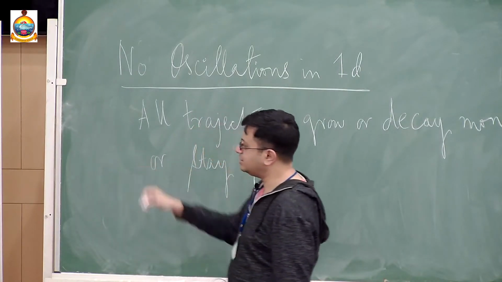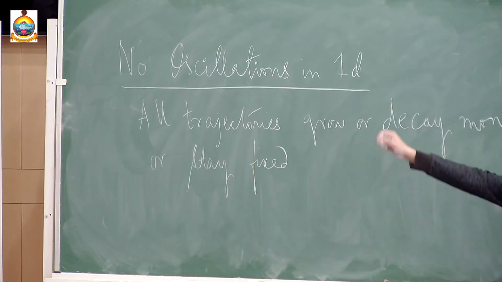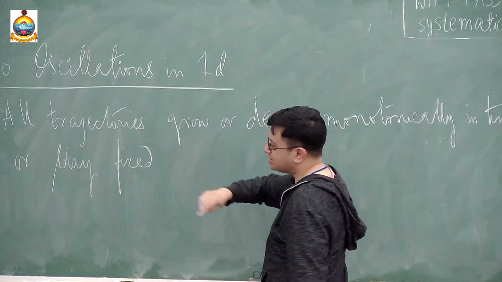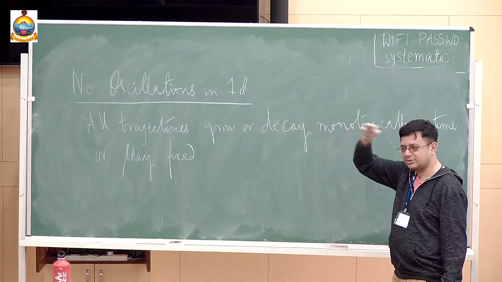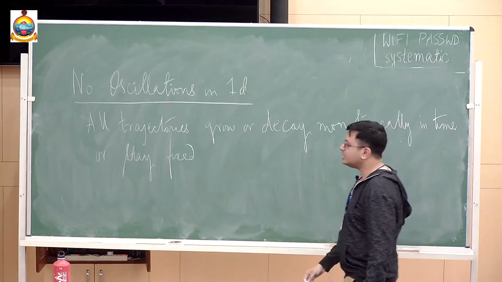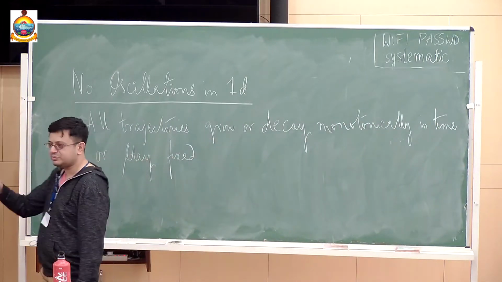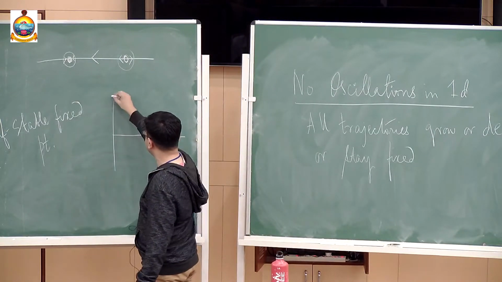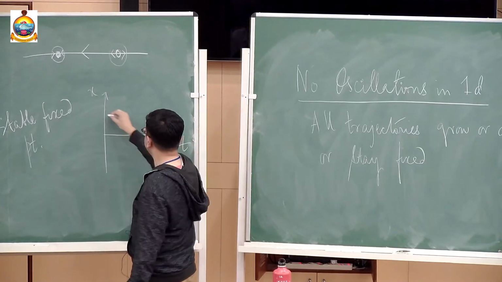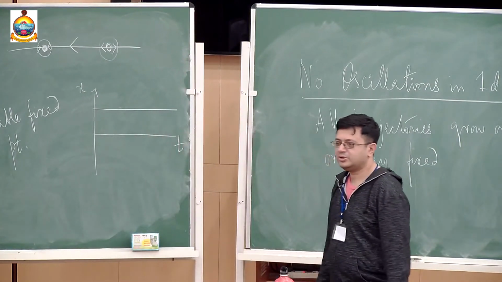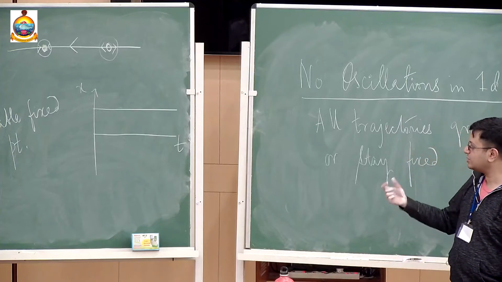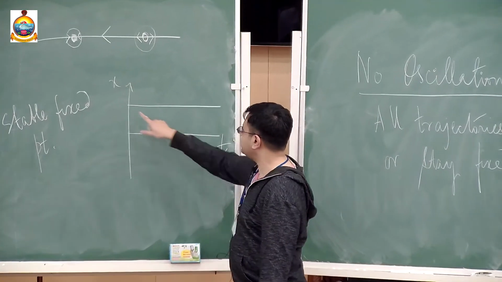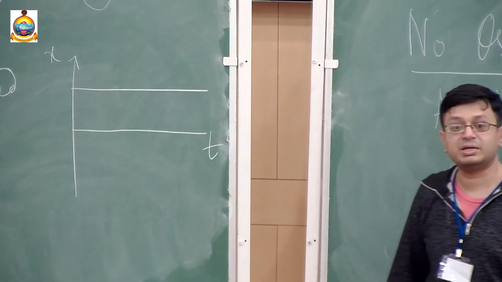So either you start from a point, and if you plot x as a function of t, what it shows is that you either grow, or you decay, or you remain the same. Can you tell me at which point, if I start from that point and plot x as a function of t, which point will give me such a figure? What sort of point do I have to start out from, so that if I plot x as a function of t, I am going to get a line like this? Stable fixed point, right?